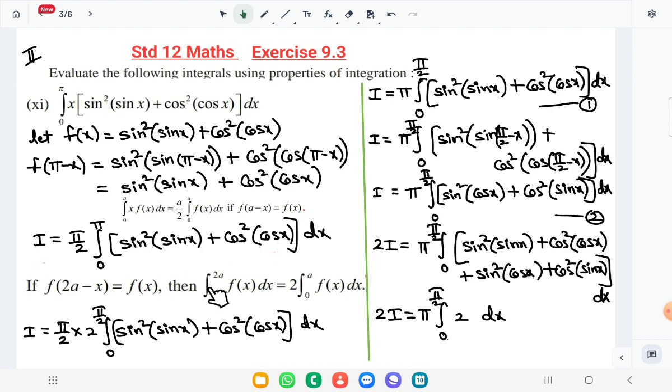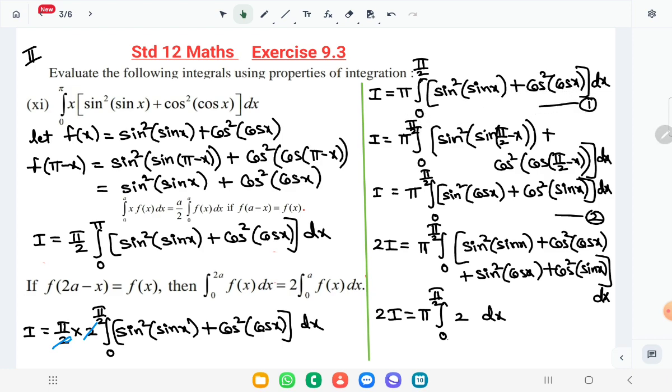So by using this condition, we can write this as 2 times of 0 to a. Though we have pi by 2 here, 2 times of 0 to half of whatever the limit that you have. What is the limit that you have? The limit is pi, and half of that, 2a becomes a, means 0 to pi by 2, of sine square of sine x plus cos square of cos x. Then we can cancel this 2 and 2. Therefore we have pi, integral 0 to pi by 2, sine square of sine x plus cos square of cos x dx.